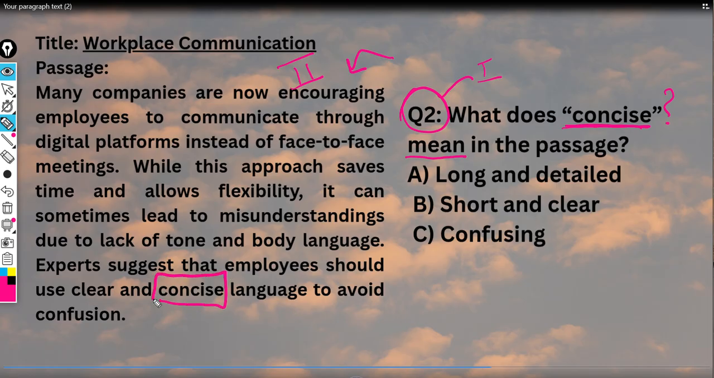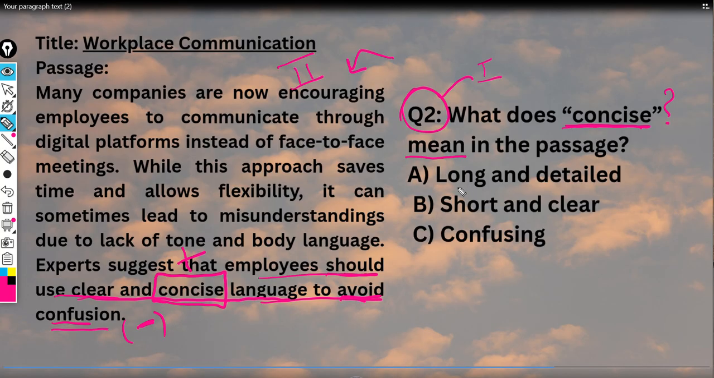In the last sentence: experts suggest that employees should use clear and concise language to avoid confusion. Now, how do I understand what it means? It says employees should use clear and concise language to avoid confusion, to avoid something negative. So they must be using positive words. Clear is a positive word. Concise must mean something positive. Now look at your options.